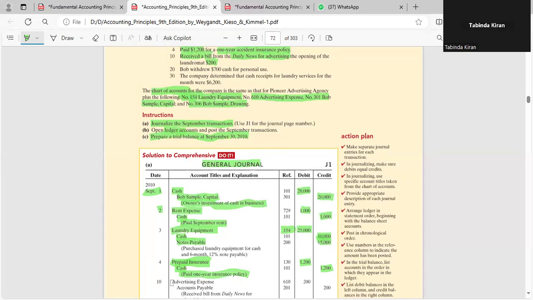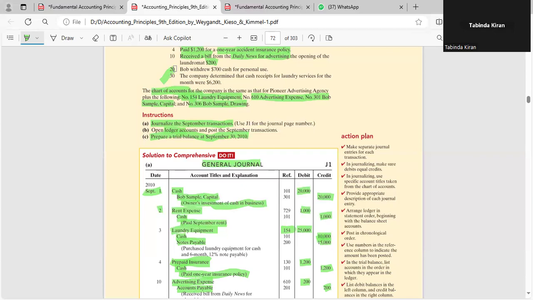So advertisement expense debit, as an increase in expenses will be recorded as debit. And accounts payable, because this is the payment which you have to make in the near future, that is a liability account. Current liability, increase in liability will be recorded as credit.